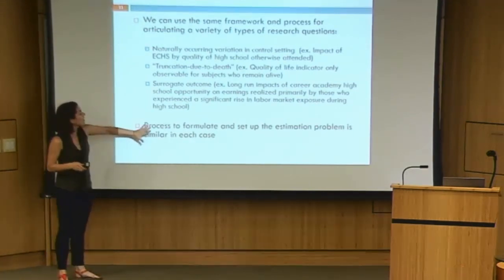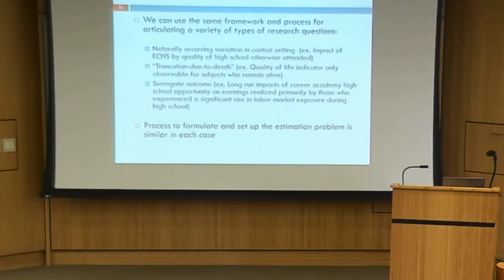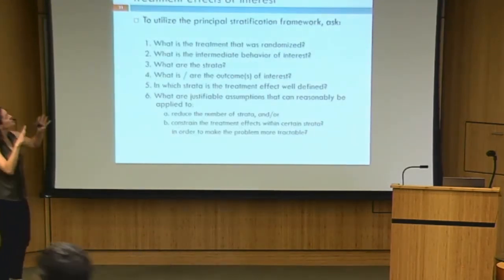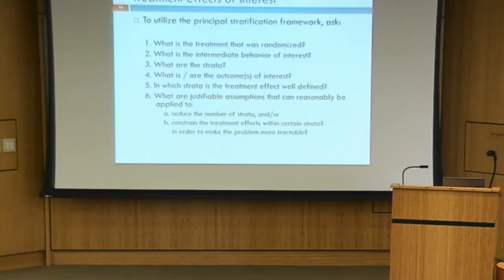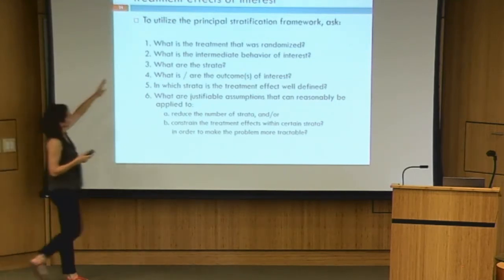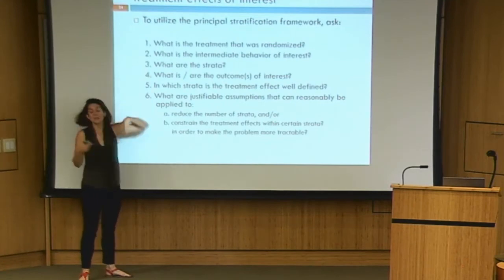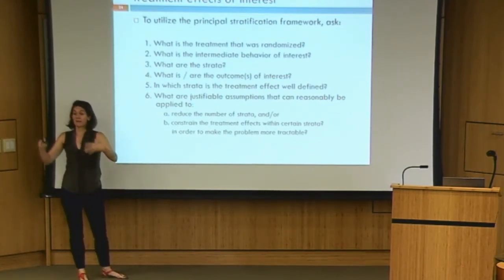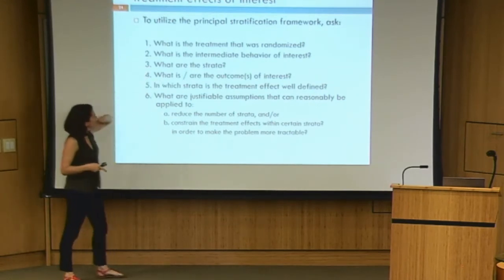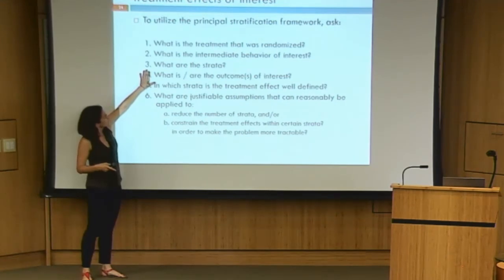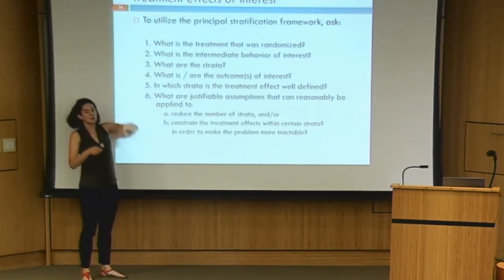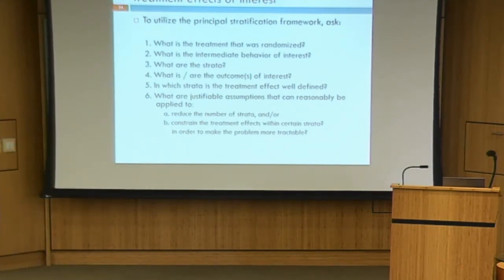In all of these cases, the process to formulate and set up the problem is really similar. In general, to utilize this kind of framework, you want to be able to clearly articulate and define or answer these kinds of questions. What's the treatment that was randomized? What's the intermediate behavior of interest, and how are we going to define that really carefully? What are our strata? What are the outcomes of interest? So we've answered 1 through 4 before applying anything like monotonicity, before applying anything like exclusion restriction. It's just defining the groups that we care about.